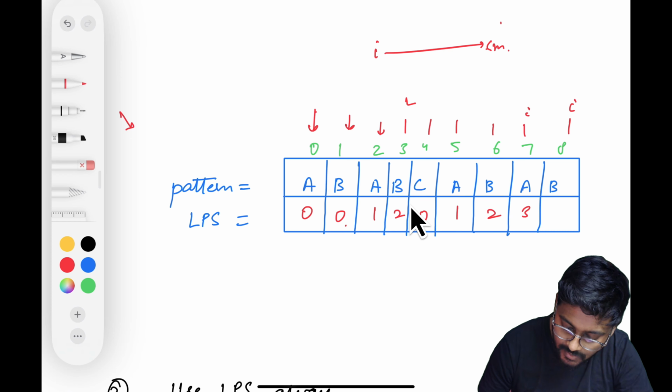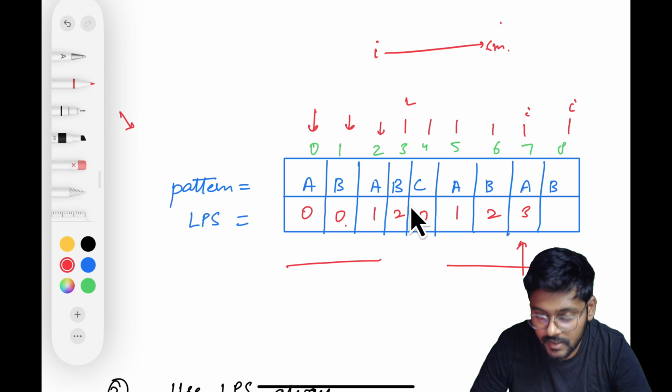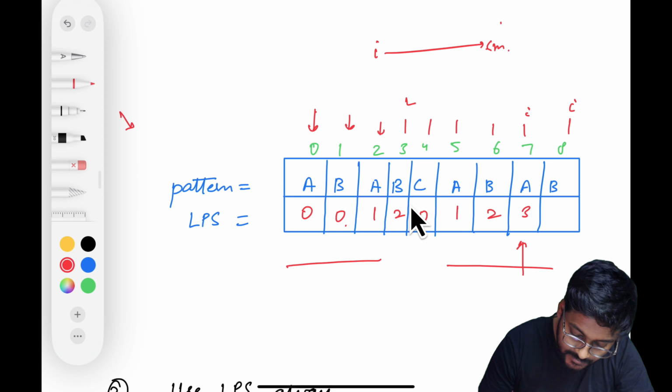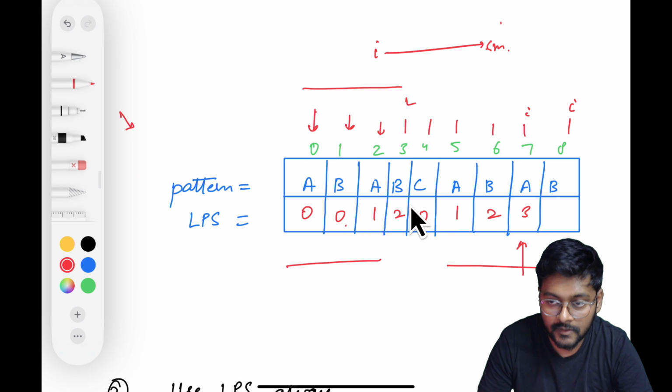See, what does this 3 mean? It means that starting 3 index and the last 3 index are same. ABA and ABA. Okay. And this L is specifying that what prefix is same as the current suffix.